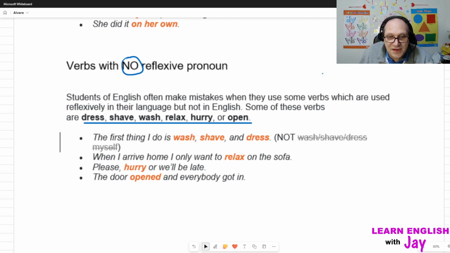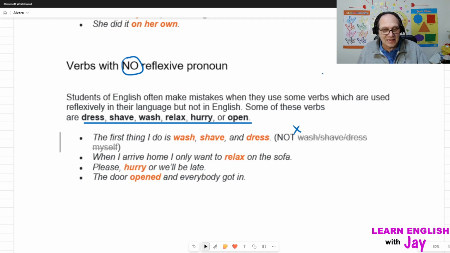So the first thing I do is wash, shave, and dress. We do not say myself. It is generally assumed that you would do it yourself. If I say I'm going to take a shower or I'm going to wash, I don't have to say myself because I'm going to do it myself. I don't have people coming in, washing me, shaving me, and dressing me. I'm not a king. I think the kings nowadays, they don't even do it themselves. They do it themselves at any rate.